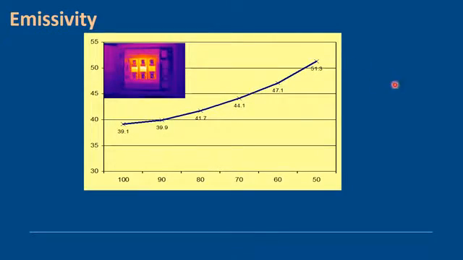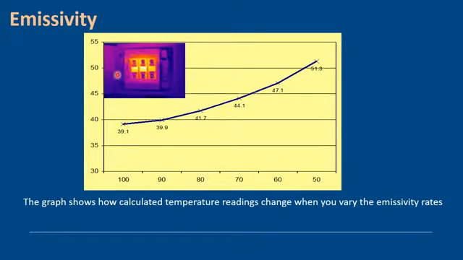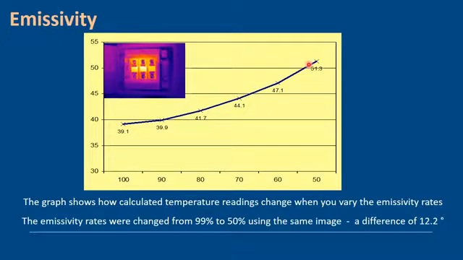So I'm going to look at this graph here, and this graph shows that I've taken this image, and you can do this in your infrared software or even on your camera, and I have an emissivity of 0.95 here. I've changed the emissivity all the way down to 0.5 on the same image, and you can see just how much the temperature is affected. From 0.95 to 0.5, the temperature change is 12.2 degrees. Yeah, 12.2 degrees. So that's gone from 39.1 to 51.3.